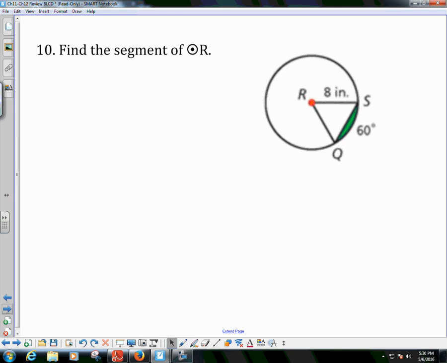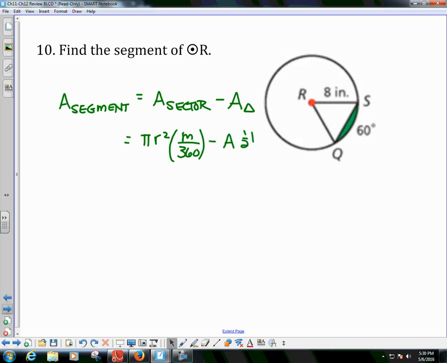Number 10, find the segment of circle R, keeping in mind that a segment is the sector minus the triangle. So I'm going to take the area of my segment equals the area of my sector, that's the pizza-shaped wedge, and I'm going to subtract out the area of the triangle. The area of the sector is pi r squared m over 360, and the area of the triangle is 1/2 base times height. You guys see this coming. You know this is going to be a pain in the neck. You know I'm going to ask you 1.5 million questions, and you justify everything.